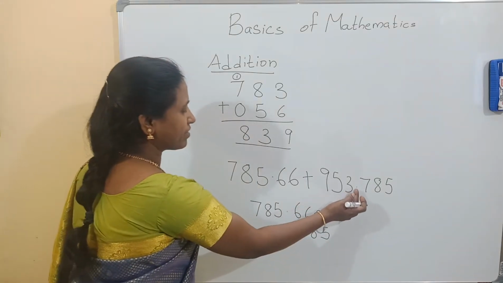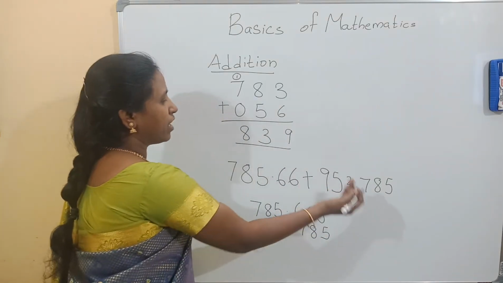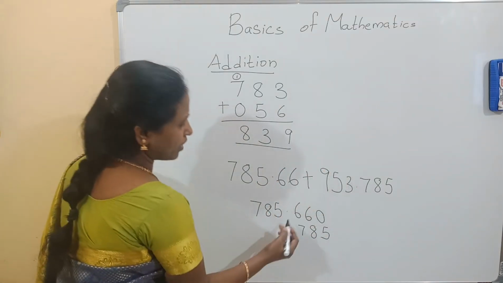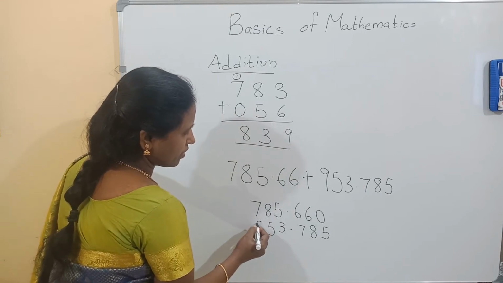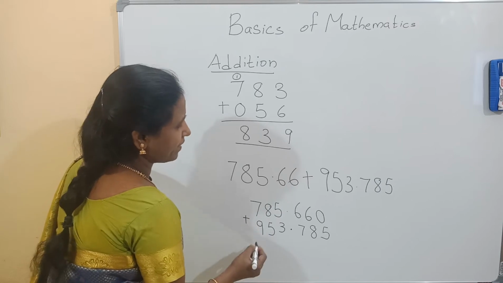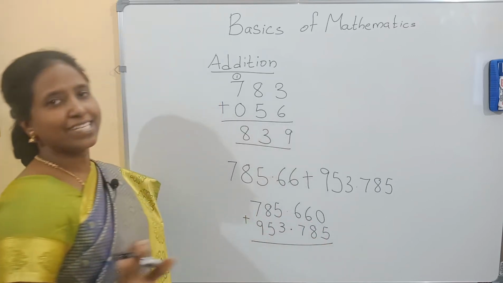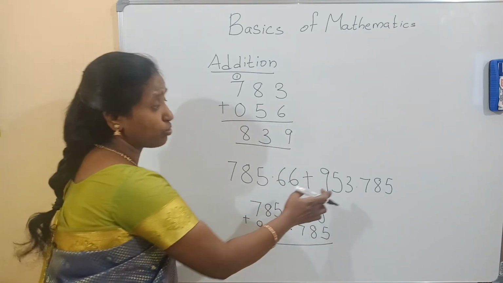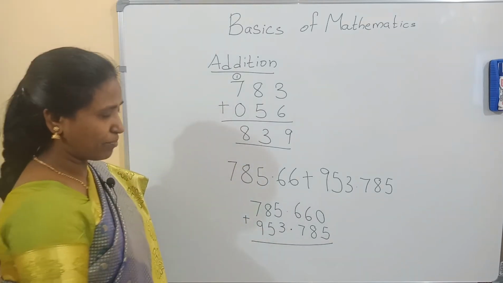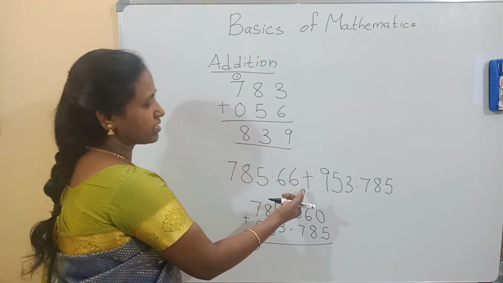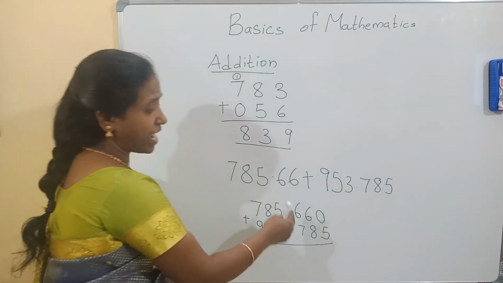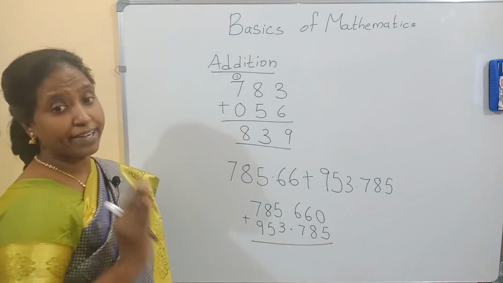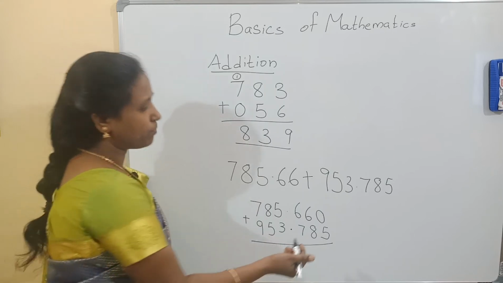And after this, on the left side of the point, what do we have? 3, 5, 9. Right? Now our addition is clear. Now we can do it easily. So, point below the point. Why? Because this is the 10th place, 100th place, and this is the 1000th place. So we have to allot each one respectively to their respective places.